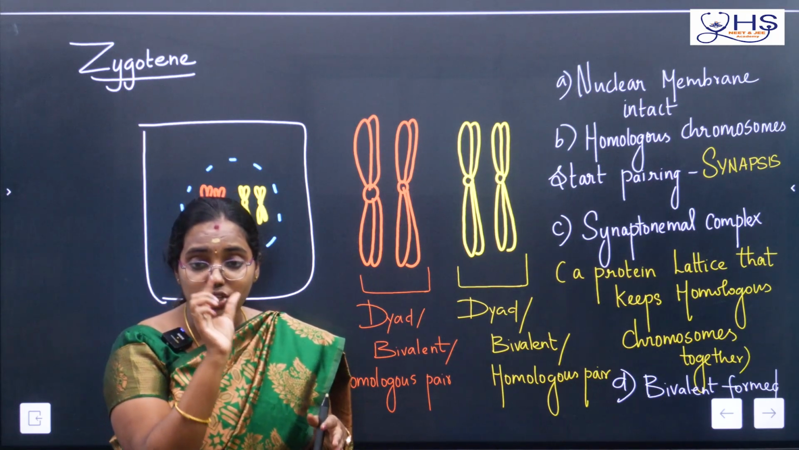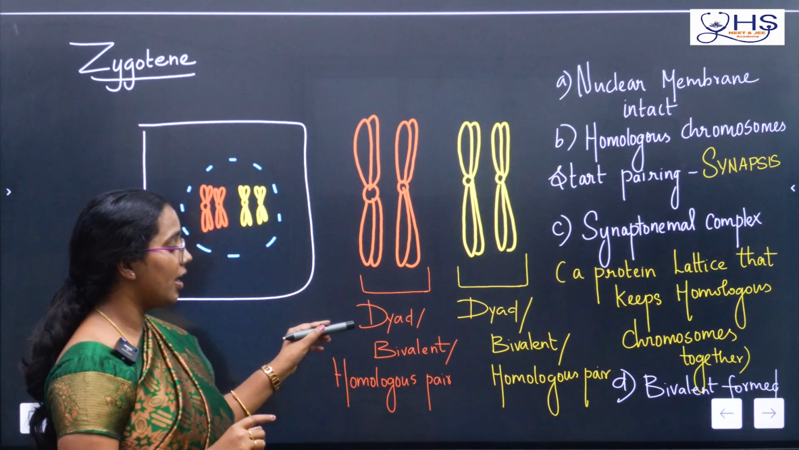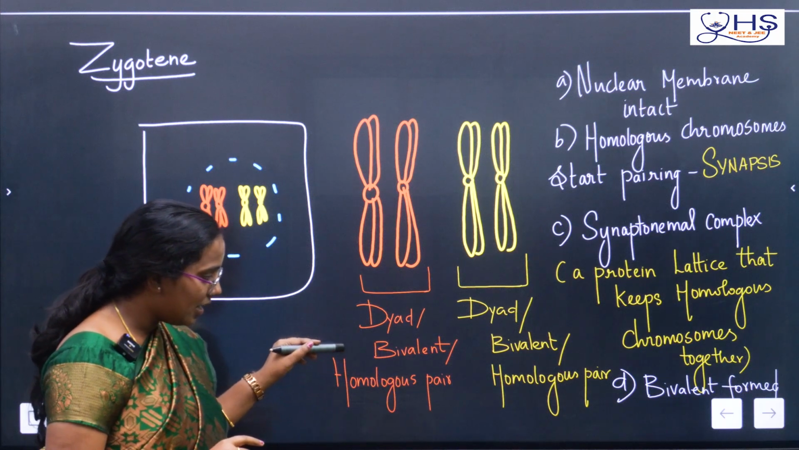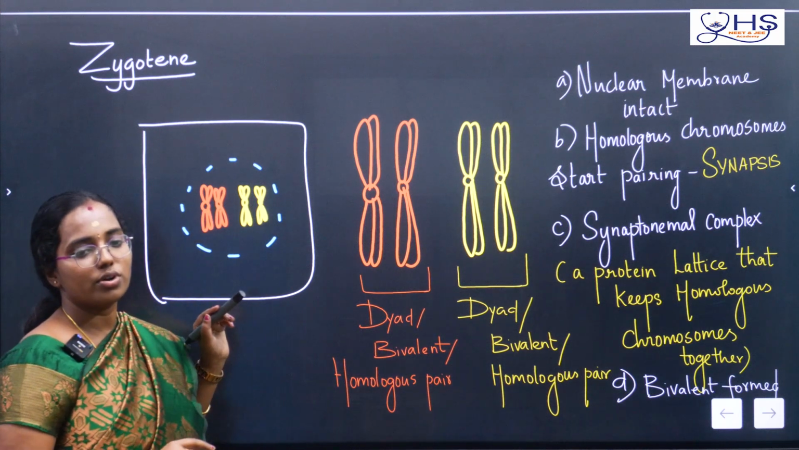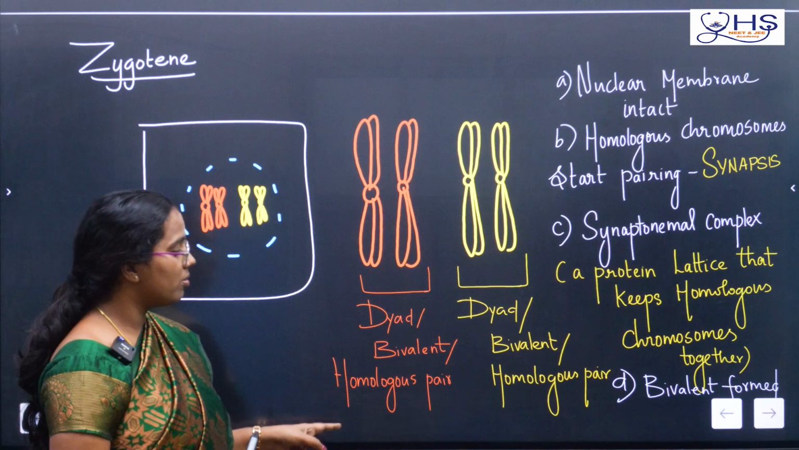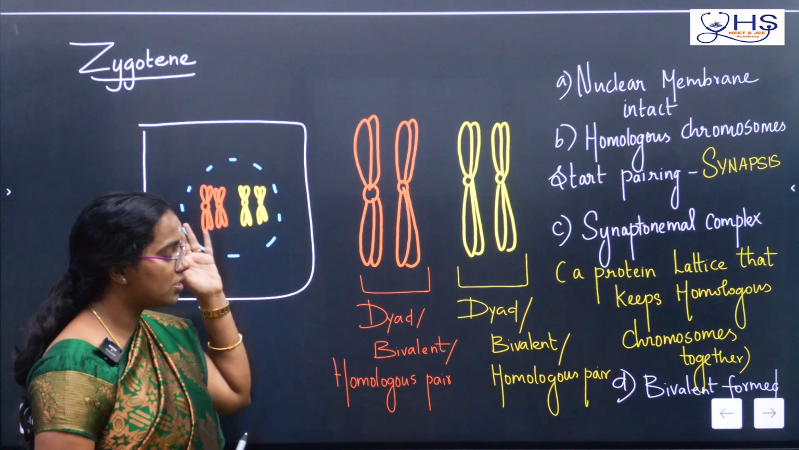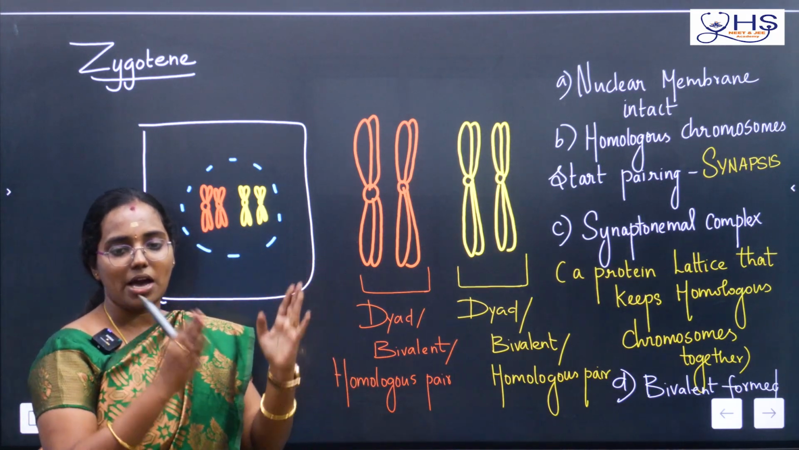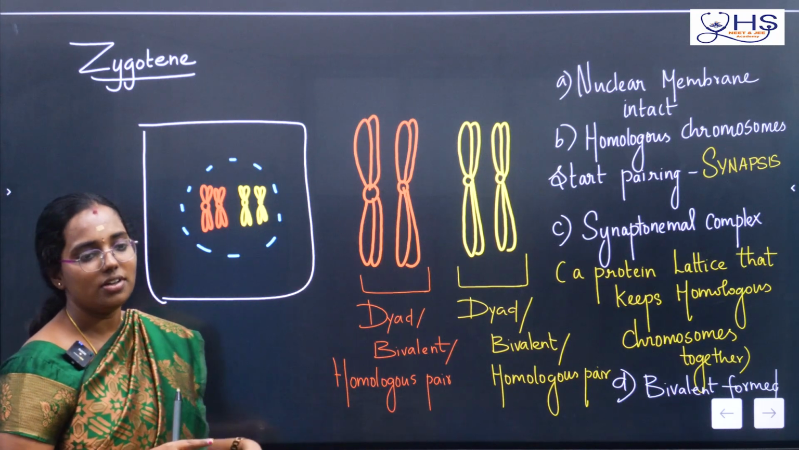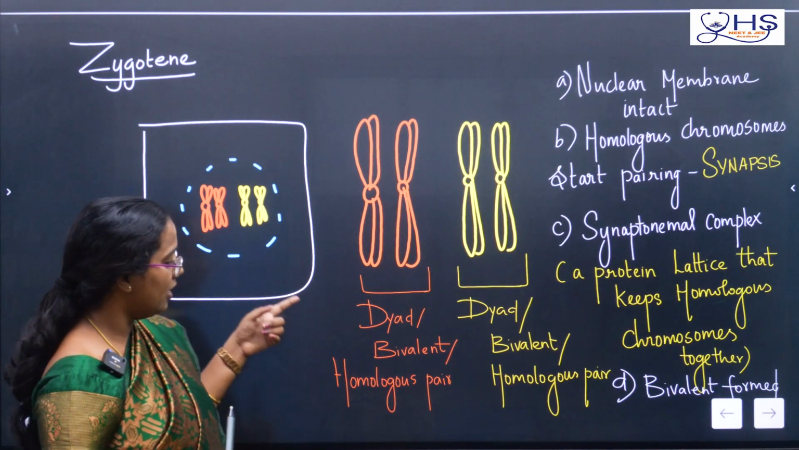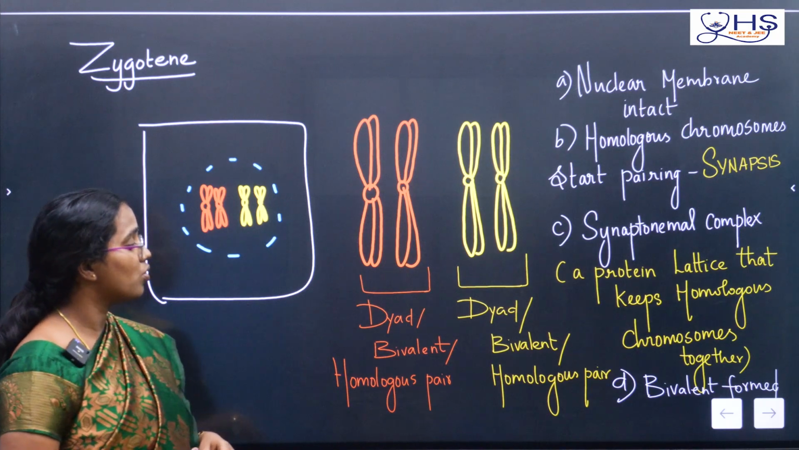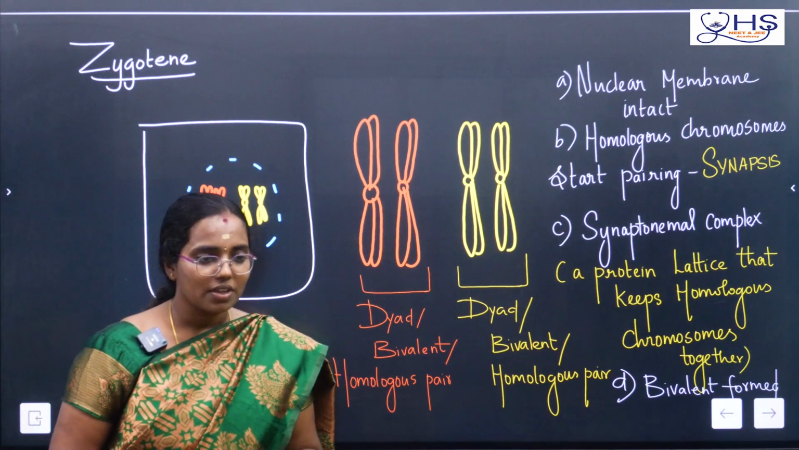Now each and every pair is called dyad or bivalent or homologous pair. These are different words given to the same structure, the same pair. For a pair we give different names: dyad, bivalent, and another name you can add, it is also called tetrad.